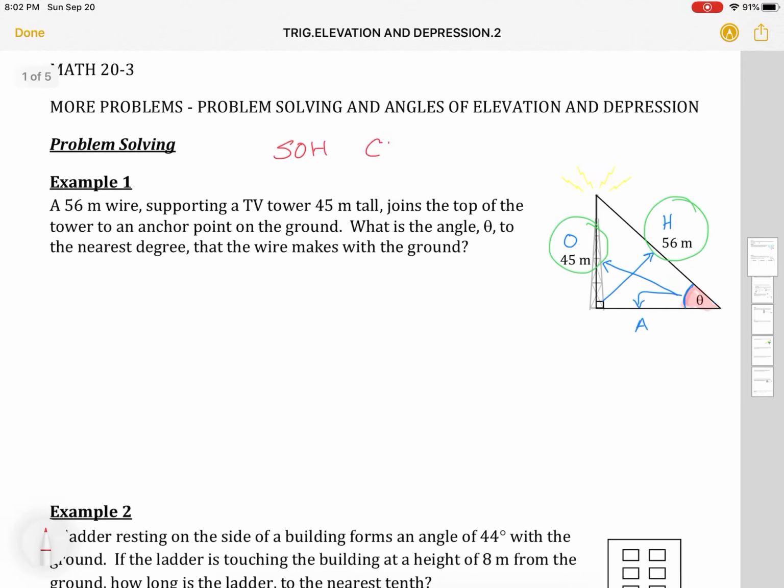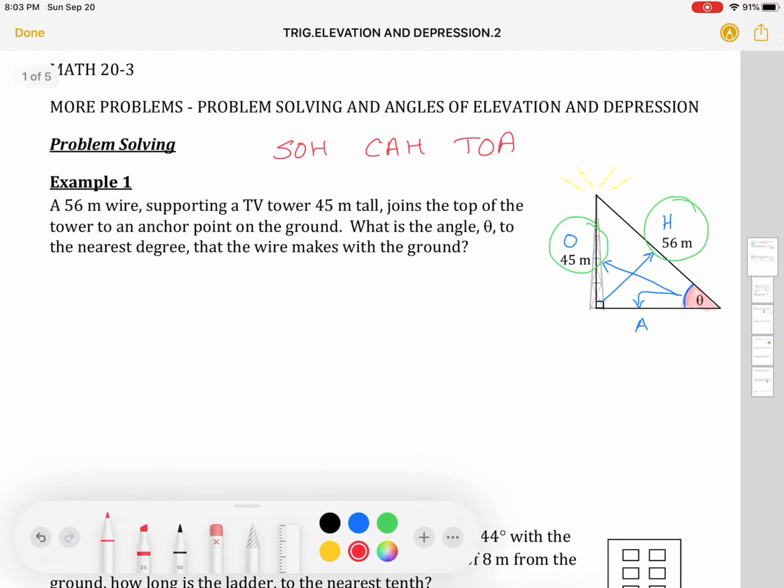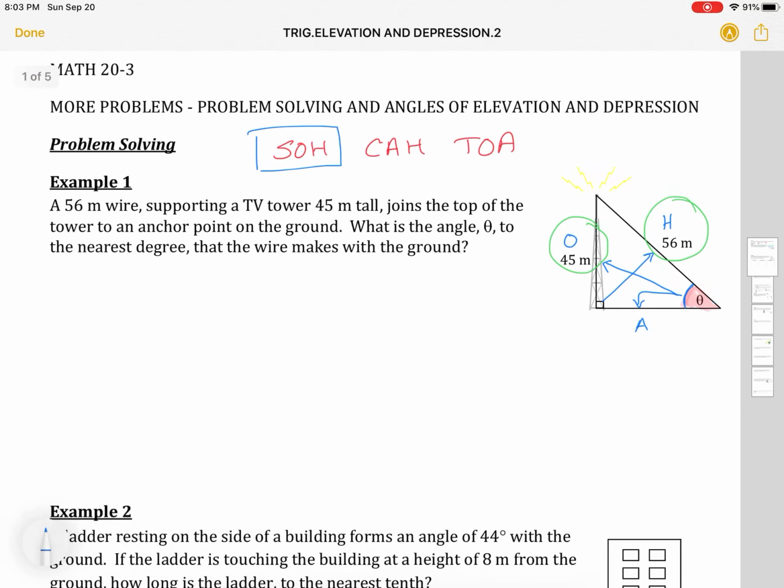Now we're going to circle what we know. So we know opposite and hypotenuse. So thinking about SOH CAH TOA, opposite and hypotenuse means that we are using sine. So sine theta equals opposite over hypotenuse. We're going to substitute in what we know, which is 45 over 56.